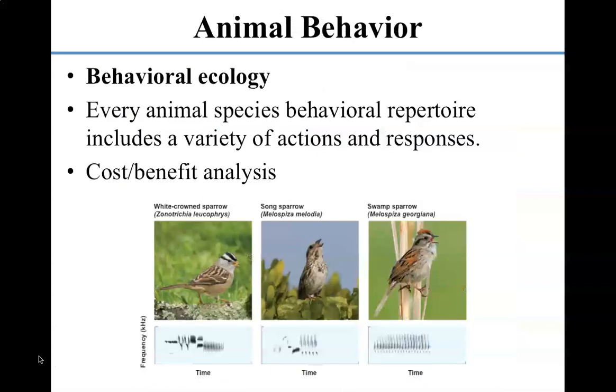So what are we talking about? We're talking about behavioral ecology. So this is simply the set of actions that an animal can perform as it interacts with stimuli in its environment. So, in other words, every animal displays behavior, and that behavior can be anywhere on a spectrum of complexity.